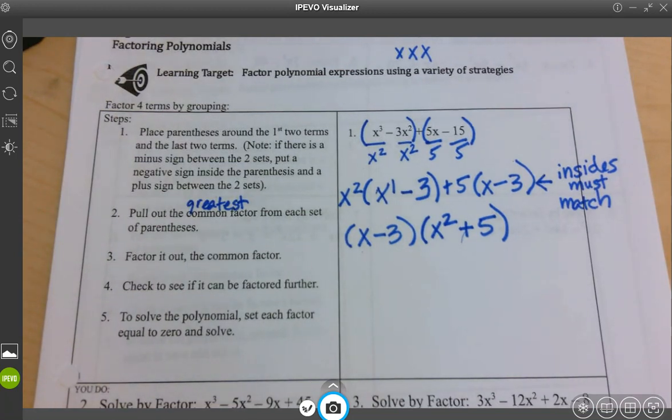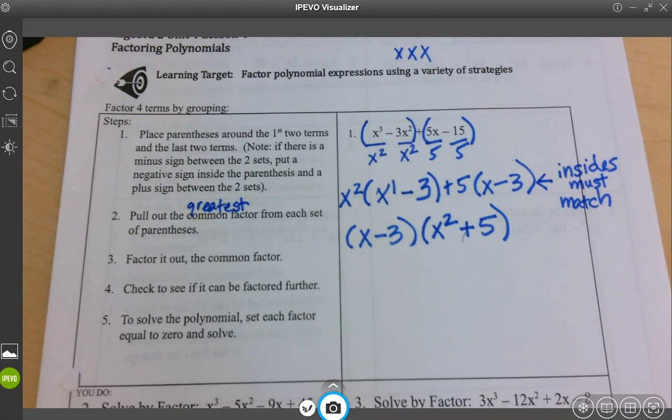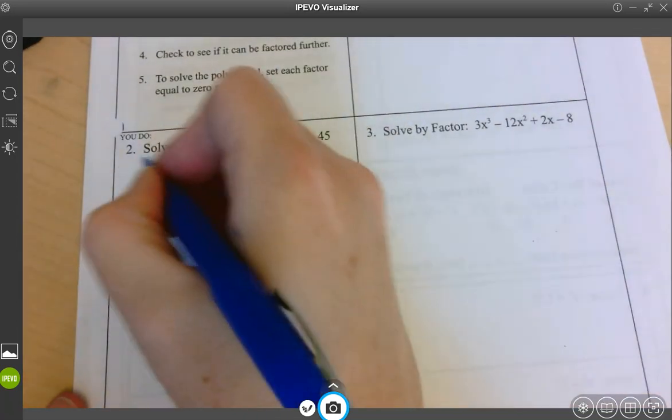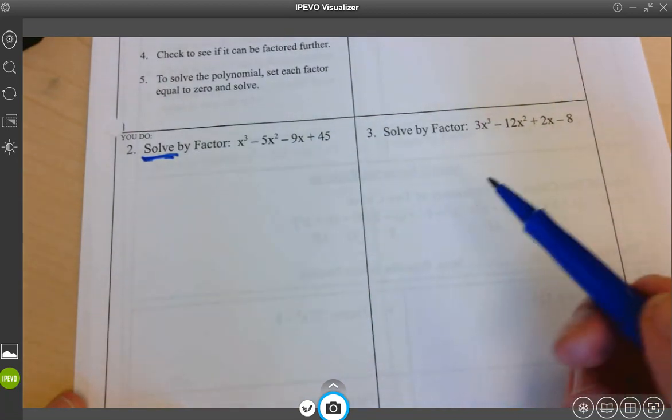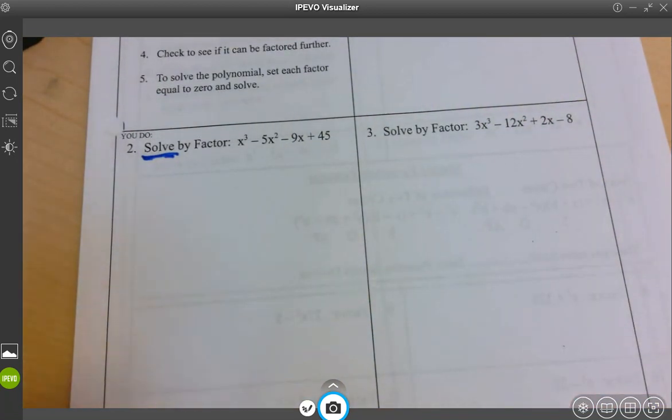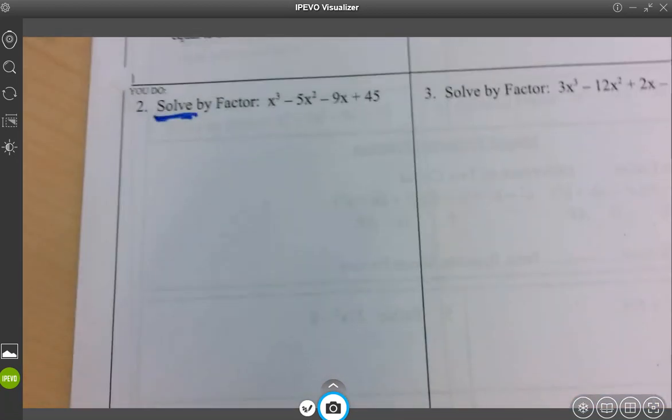All right, I am going to do number 2, but I'm going to save number 3. And 2 reasons why I'm going to do number 2. Number 2 says solve. That's new. And also number 2 has a negative in front of this third term, which is going to make things just a little bit tricky, but it's not that bad.